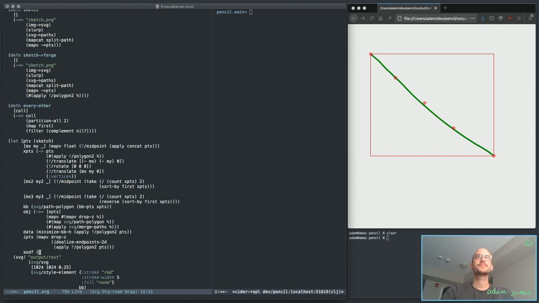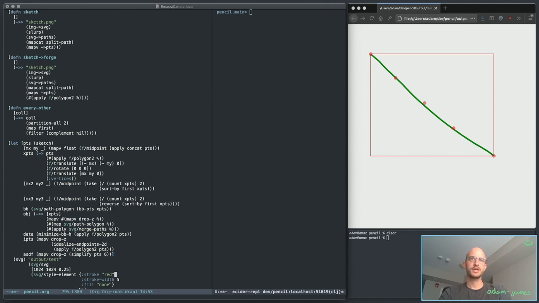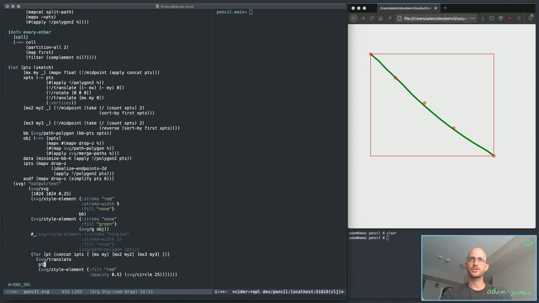Let's try this. All I need to do is map V, drop Z. Wait, do I? Yeah. Over simplify points by 8, or section of 6 sections, I should say, instead. That's maybe nicer. That's ASDF. And let's just draw those and see what it looks like on this thing. All right, let's have a look.